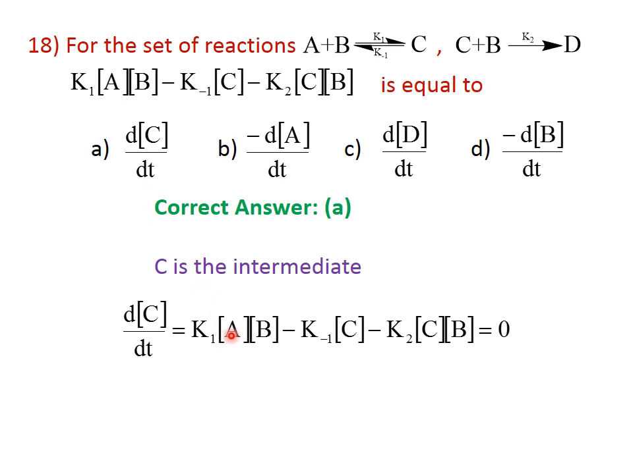The first step is the rate of formation. The second and third steps are the rate of disappearance. That will be equal to 0. Therefore, the correct answer is dC by dt. The correct answer is A. Here C is the intermediate.